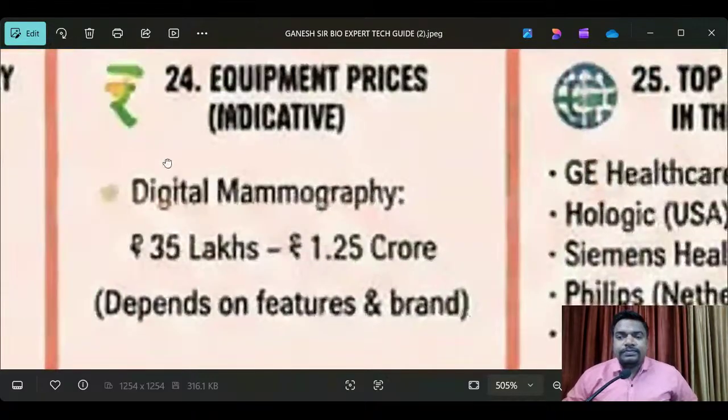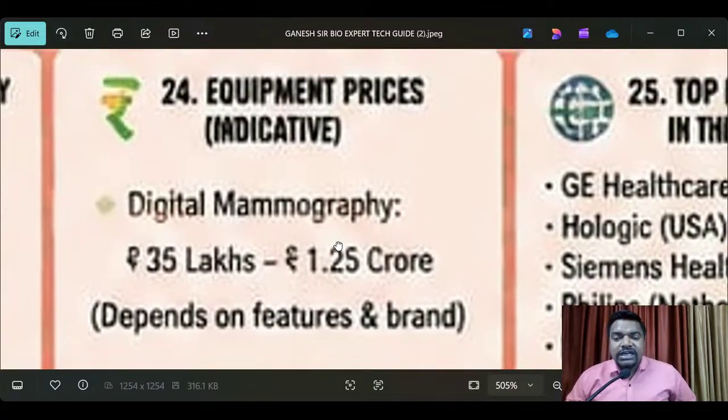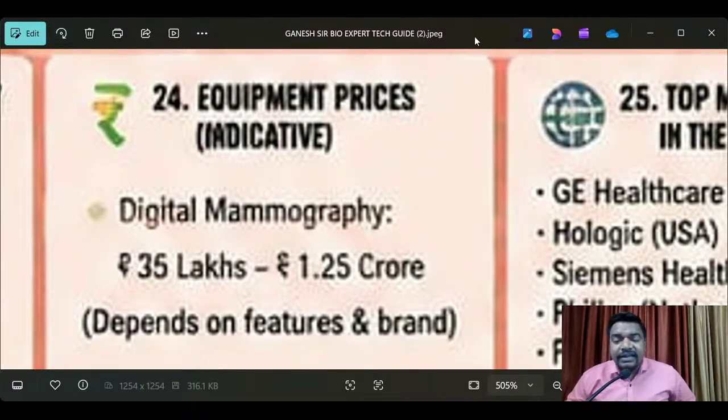Next, equipment prices. See here, how much will it cost? Digital mammography costs 35 lakhs to 1.25 crores, depending on features and brand. That is why I always say medical equipment is definitely expensive, with expensive services, and it is prestigious. So many people neglect it because they may not have awareness.